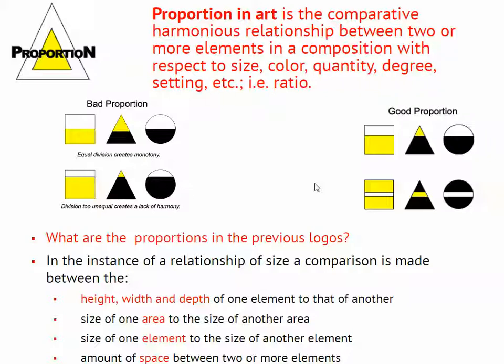Okay, proportion is things that are pleasing to the eye. So this is bad. Things that are equal are kind of boring. We don't like it. But we sort of like this. So if we break it up into thirds, our eyes like this better. It's more pleasing to the eyes.